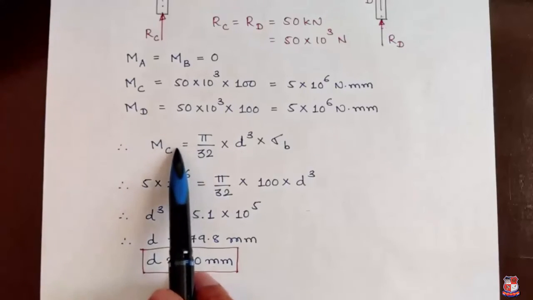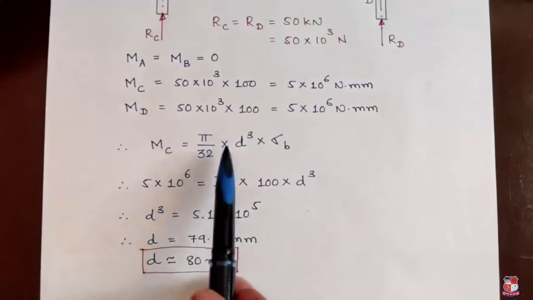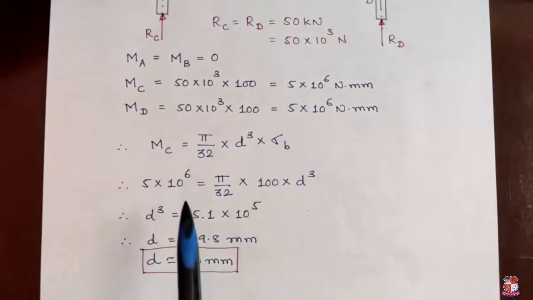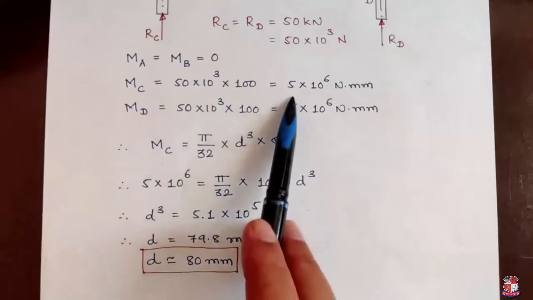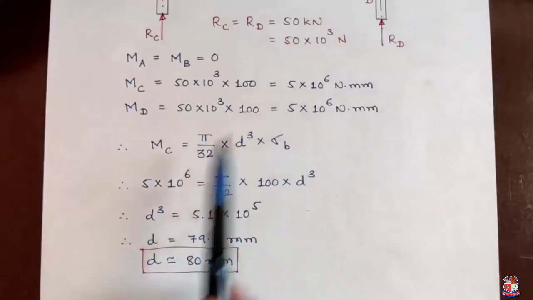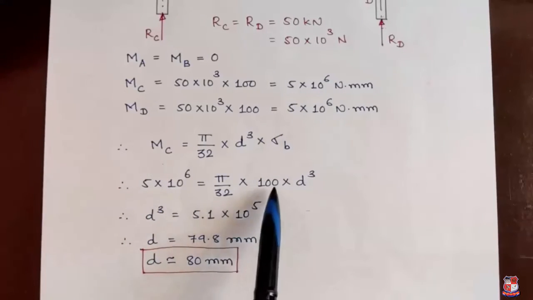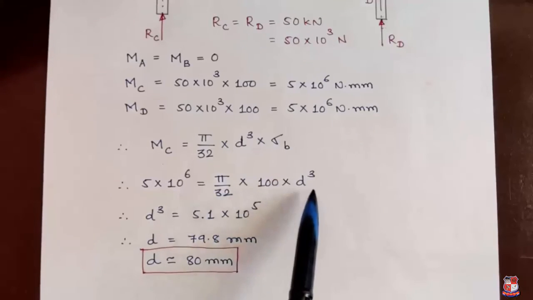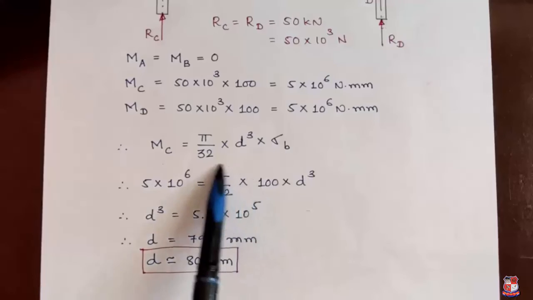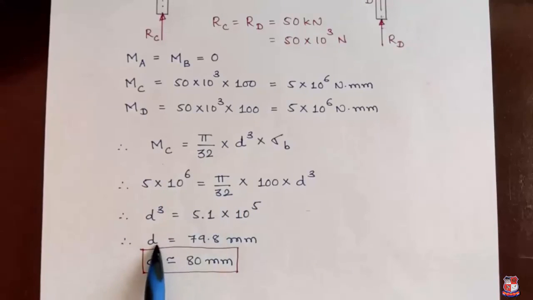So MC is equal to pi by 32 into d cube into sigma b. Moment at C is 5 into 10 to the power 6 is equal to pi by 32 as it is, permissible bending stress is 100 as per the data, into d cube. By solving this equation, we will get d is equal to 79.8 mm. So as per the standard size, our final answer will be d is equal to 80 mm.